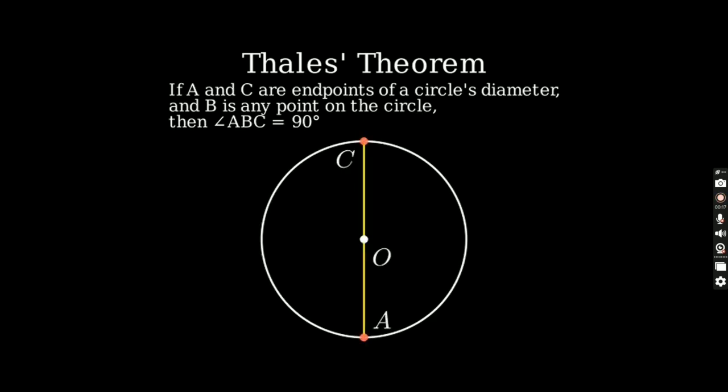Let's start by drawing our circle. We'll draw a diameter AC and mark the center point O. Now, let's choose any point B on the circle.